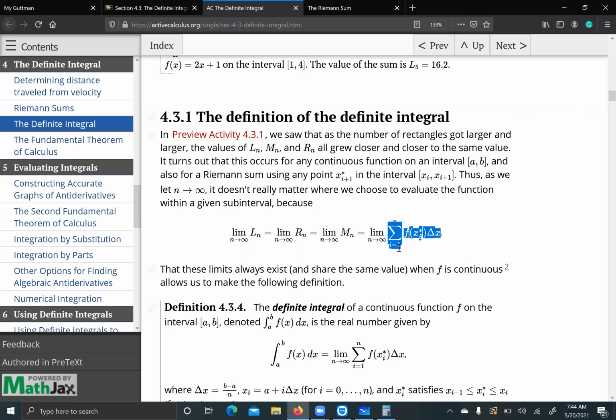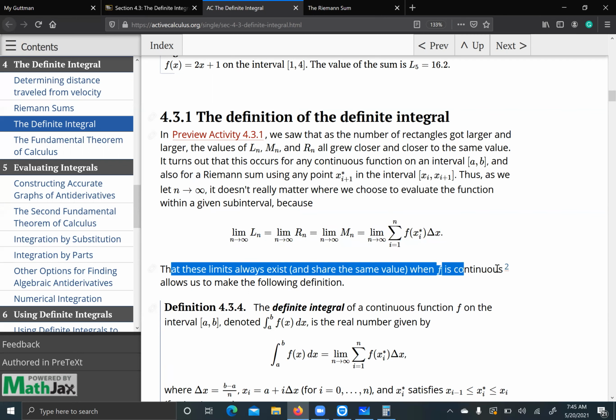We are not talking about 100,000. We are talking about billions and billions, very, very large number of rectangles. Then they are all gonna be the same. It doesn't matter whether it's left, right, midpoint, or any arbitrary value. They are all gonna give you the same value as the estimation of the area.